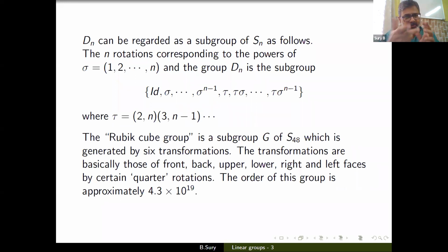Of course, they intuitively see the shape, but nevertheless it is generated by some 6 transformations, so they can do it very quickly. The transformations are basically those of the front, back, upper, lower, right, and left faces by certain quarter rotations. But the group is very large actually. Even though the number of generators is just this, the group has this order approximately, something like this.